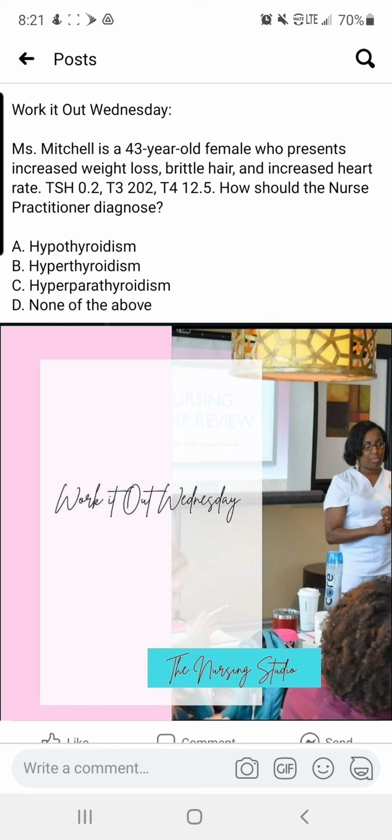And hypo is the opposite. They'll have the weight gain, they'll have depression, everything kind of low and slow with that area. But correct, the answer is B, hyperthyroidism.